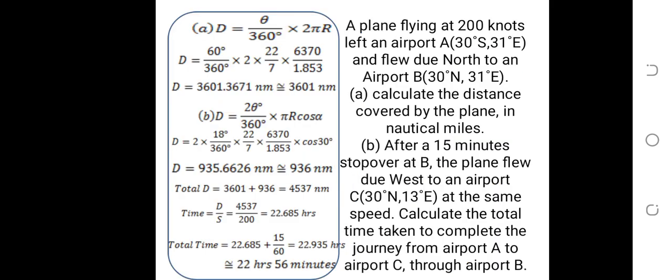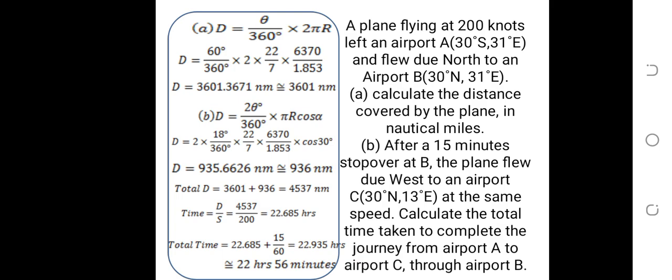A plane flying at 200 knots left an airport A 30 degrees south, 31 degrees east, and flew due north to an airport B 30 degrees north, 31 degrees east. A. Calculate the distance covered by the plane in nautical miles.